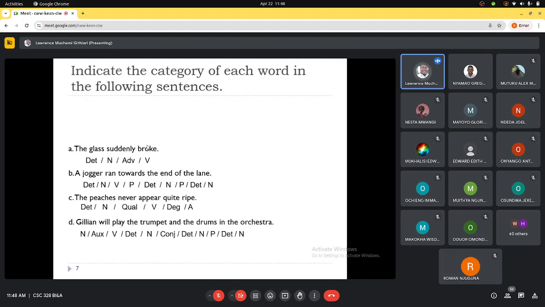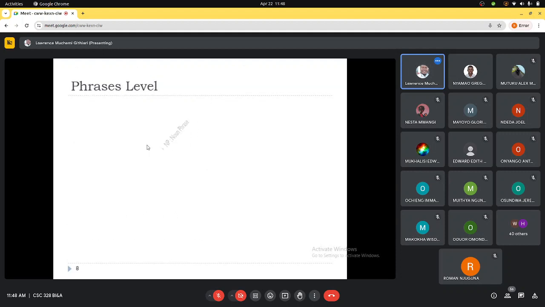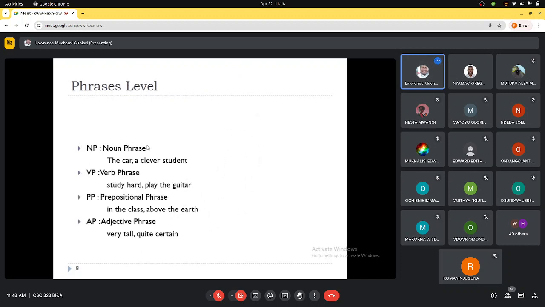Of course, here I've given you the answer so that you test yourself. At the phrase level, you can say the car. This is a noun phrase. The car, a clever student. That's a noun phrase.